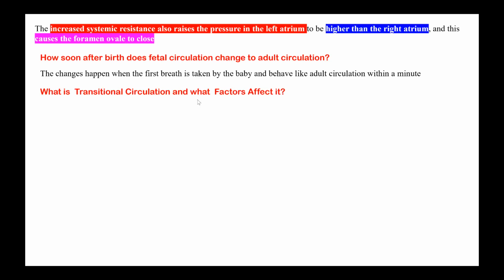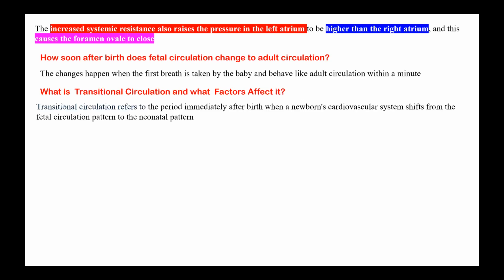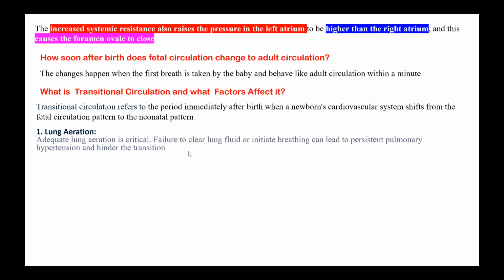And what is transitional circulation and what factors affect it? The answer for that: transition is referred to as the period immediately after birth when a newborn's cardiovascular system shifts from the fetal pattern of circulation to the neonatal pattern, which is almost like the adult pattern of circulation. And the factors during that are lung aeration. Adequate lung aeration is critical.